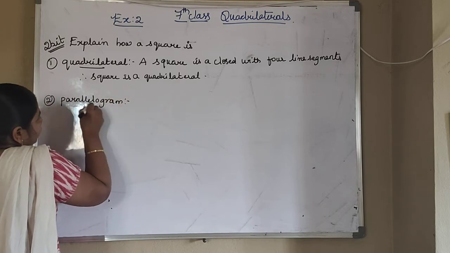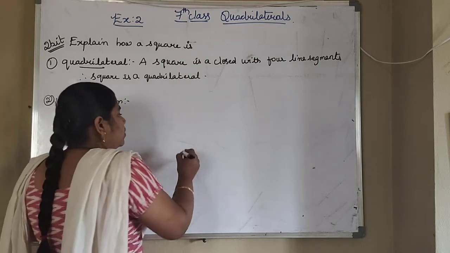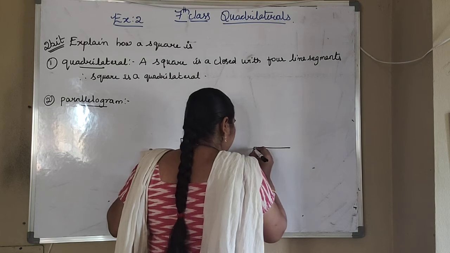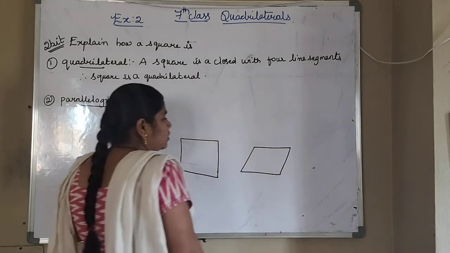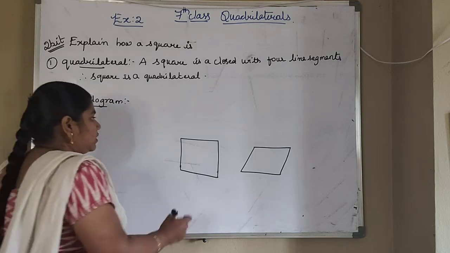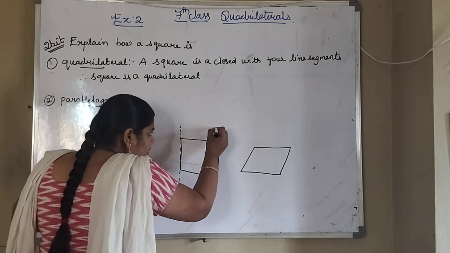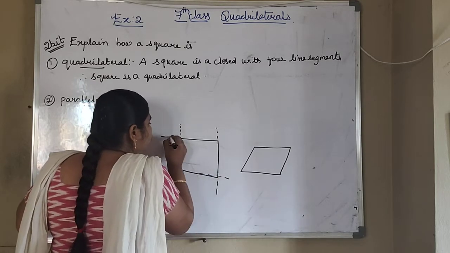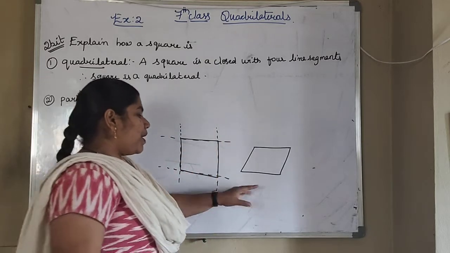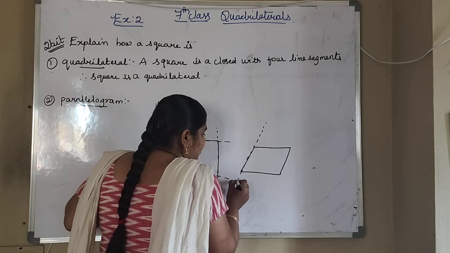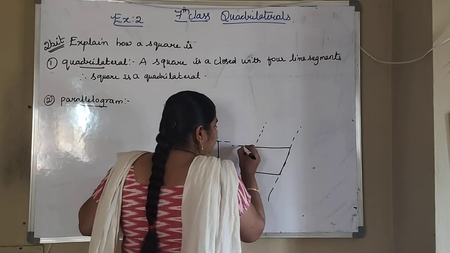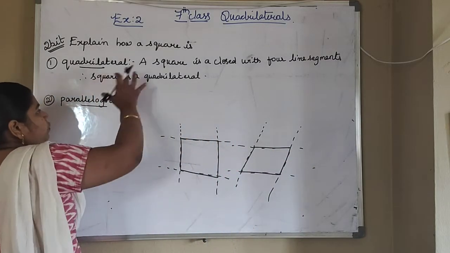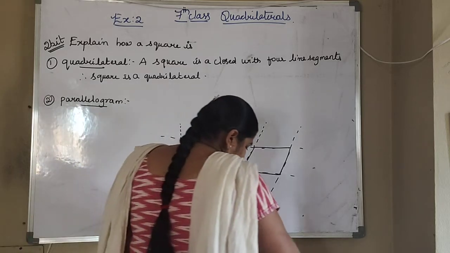So why can we call this square a parallelogram, we have to find. How will the square be? In this way, and a parallelogram is this way. So which properties can you match here? Here, opposite sides are parallel to each other. These two lines are parallel, and also these two lines are parallel to each other. In a parallelogram also, these two sides are parallel to each other and these two sides are parallel to each other. So by using this condition, you can say a square is a parallelogram.